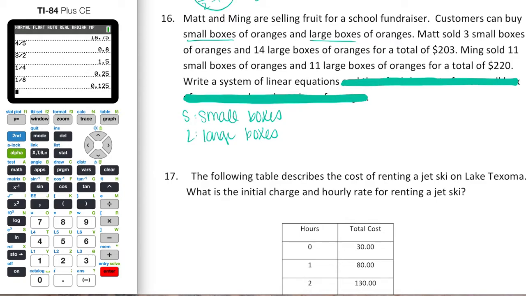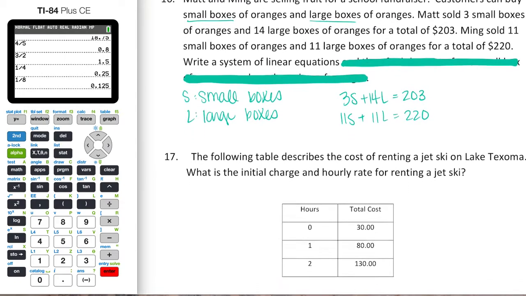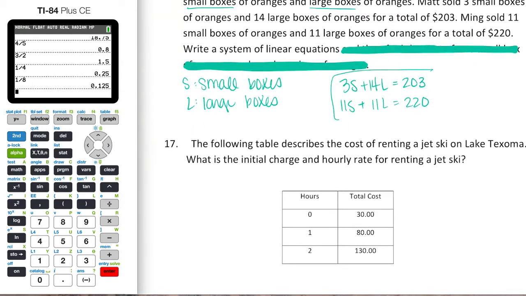So Matt sold 3 small boxes, so 3S, and 14 large boxes. So 14 large for $203. Ming sold 11 small and 11 large for $220. So there is your system right here.